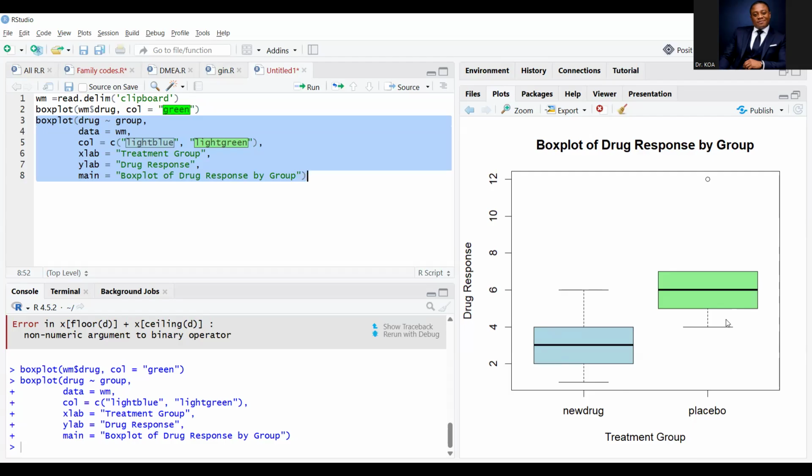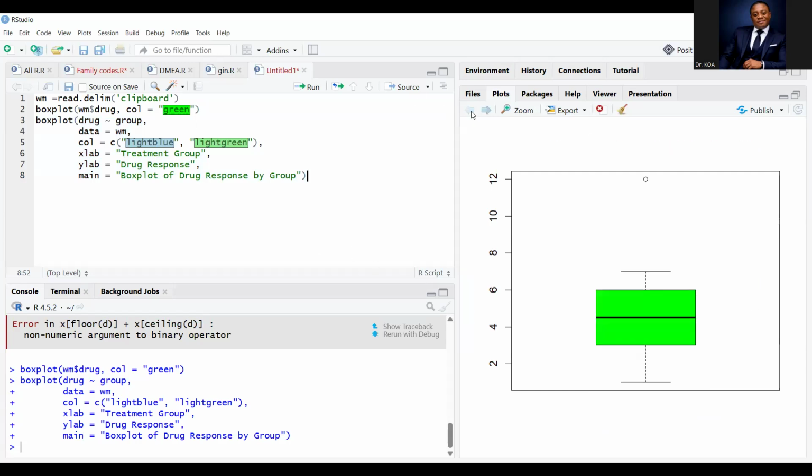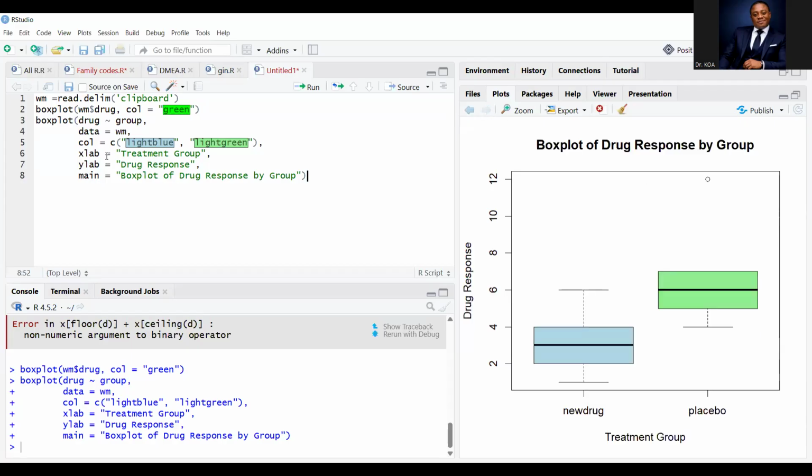And which one is carrying the outlier? Is it the new drug or the placebo? The placebo. Yeah, the placebo is carrying the outlier. So on all of them put together, you get this first graph. But when you separate them with this command, you get to clearly see where the outlier is coming from.